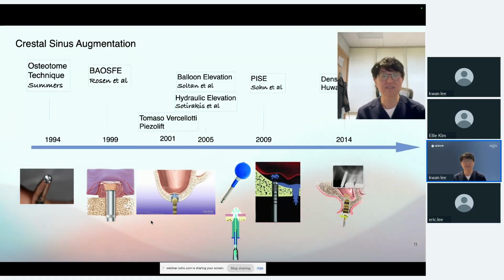Same thing with the crestal sinus. They're using the osteotomes. They're using the bone-added sinus elevation. They're using the piezo balloons, and then rubber tips. Hydraulic elevation. Piezo internal sinus from Dr. Sohn, and then the latest one would be the Densah burs technique from Dr. Huwais. I think that's very popularized the crestal sinus elevations. So these are the main streams of crestal sinus elevation. But I've tried everything, and yes, sometimes they work, but sometimes they've got limitations.